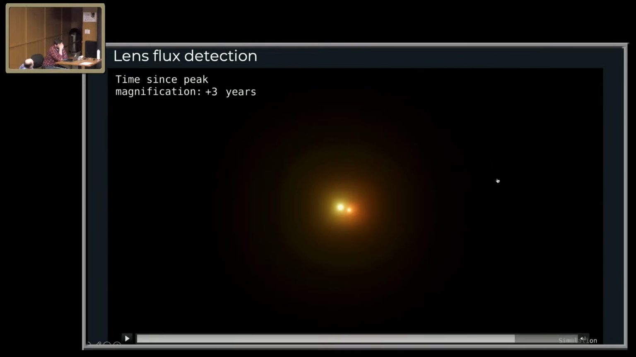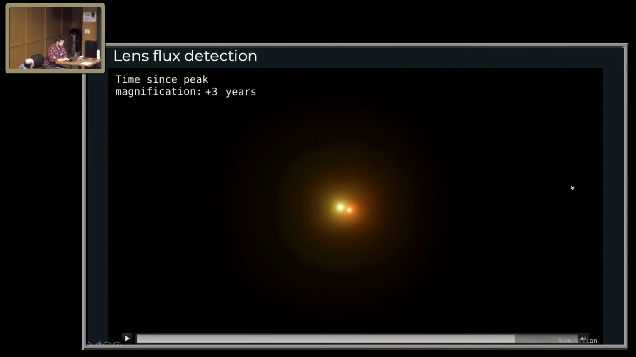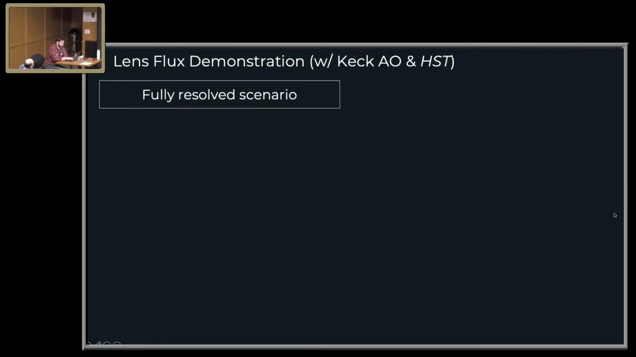This equally works in reverse. So precursor or serendipitous high-resolution images before a microlensing event can also hope to detect the lens. We have a few more minutes left. So there are a few scenarios in this case where you're trying to detect light coming from the lens, the host star. Fully resolved scenario is kind of the most straightforward.